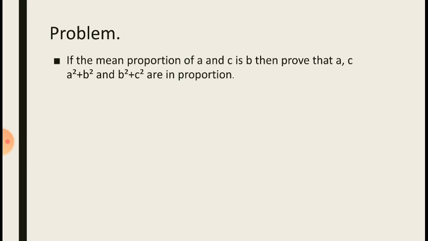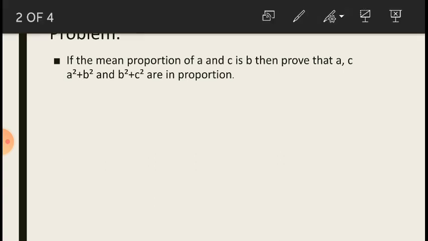Here you can see the problem: if the mean proportion of A and C is B, then prove that A, C, A square plus B square, and B square plus C square are in proportion. First of all, we are given that the mean proportion of A and C is B. Whenever you face this kind of problem, you have to write the meaning of that. So the mean proportion of A and C is B means B square equal to AC. This is given.